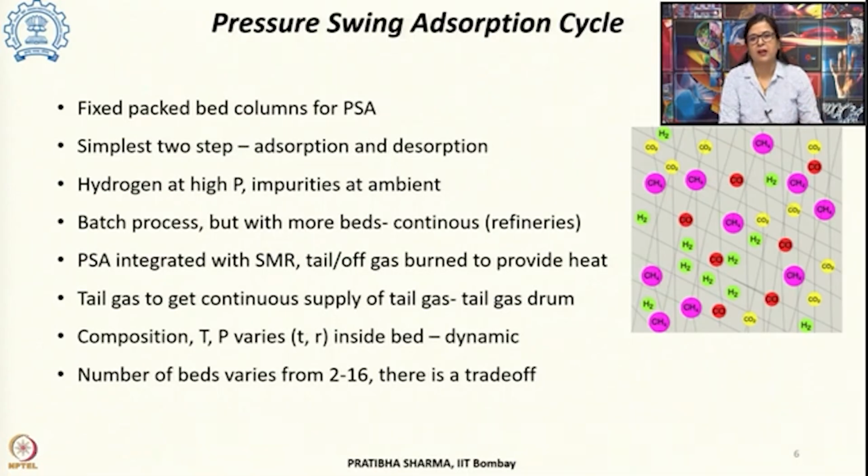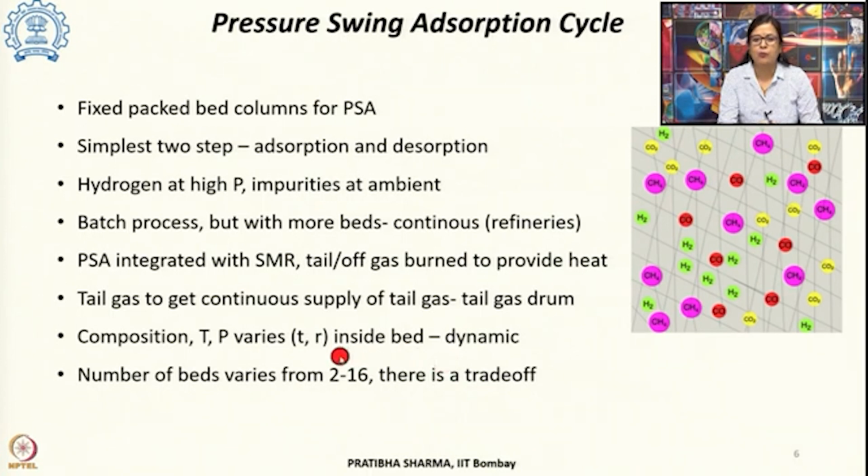Now, since the supply of this tail gas should also be continuous, a buffer unit or a tail gas drum is used when it is integrated with an SMR process. The bed is usually not a static process. Inside the bed it is a dynamic process which is going on. So, the temperature, pressure and composition all vary inside the bed, both with respect to time and with respect to the position inside the bed.